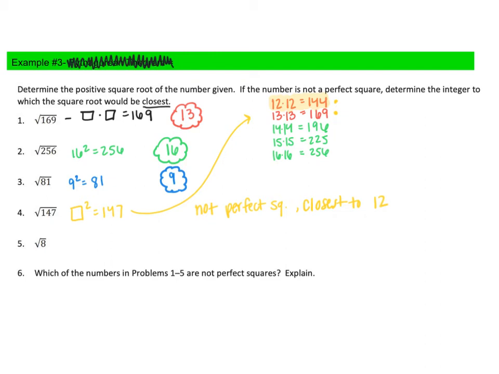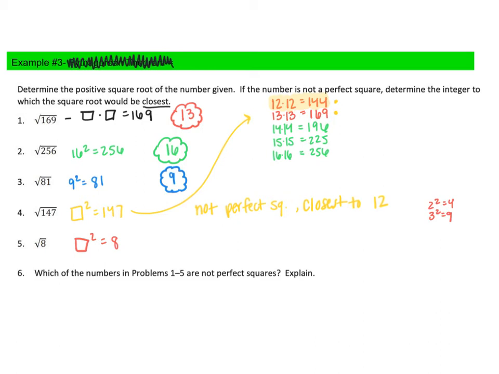All right, moving on to the one below. It has the square root of 8. So we're trying to figure out what times what squared equals 8. Well, got to kind of work backwards here. I know that 2 squared is 4. 3 squared is 9. So it's in between these two, 4 and 9.